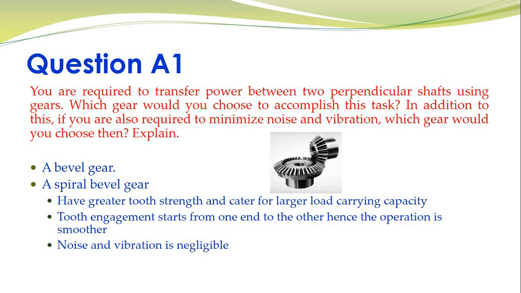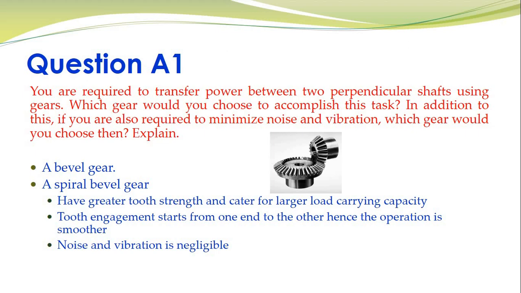So question 1 from theory. Question A1: you are required to transfer power between two perpendicular shafts using gears. Which gear would you choose to accomplish this? So the first part is you have to choose a gear for transferring motion between two perpendicular shafts. Then in addition to this, if you are also required to minimize the noise and vibration, which gear would you use then? And you have to explain.